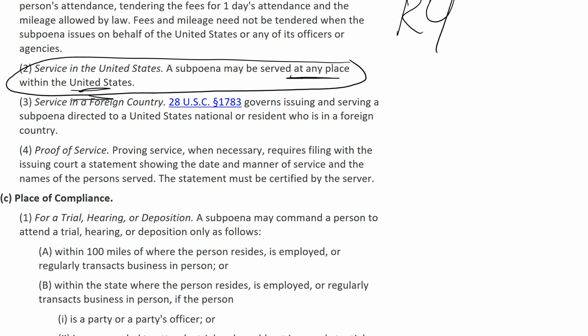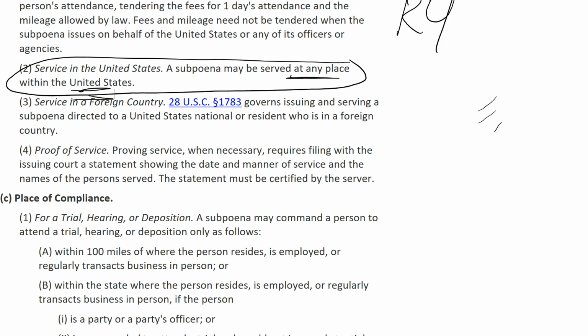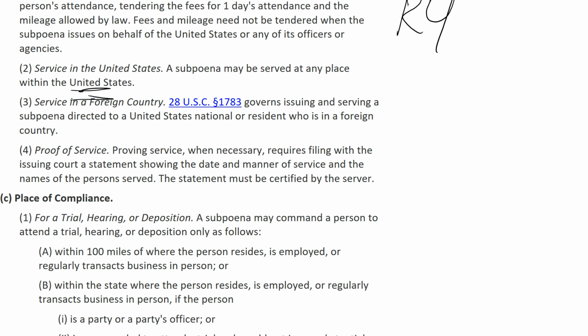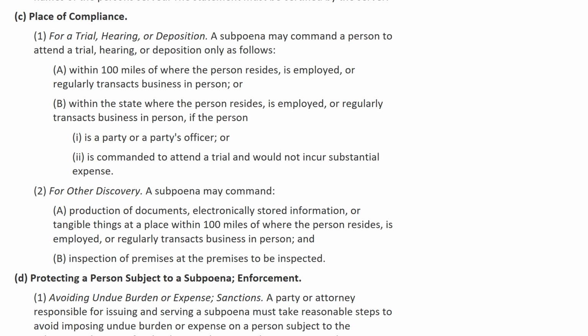Well, first keep in mind that the sovereign in federal courts is the whole United States, and the Constitution would permit nationwide service of process, right? Second, we'll see other parts of the rule that limit how far somebody can be forced to travel, even under a subpoena. But the subpoena itself can be served at any place within the United States.